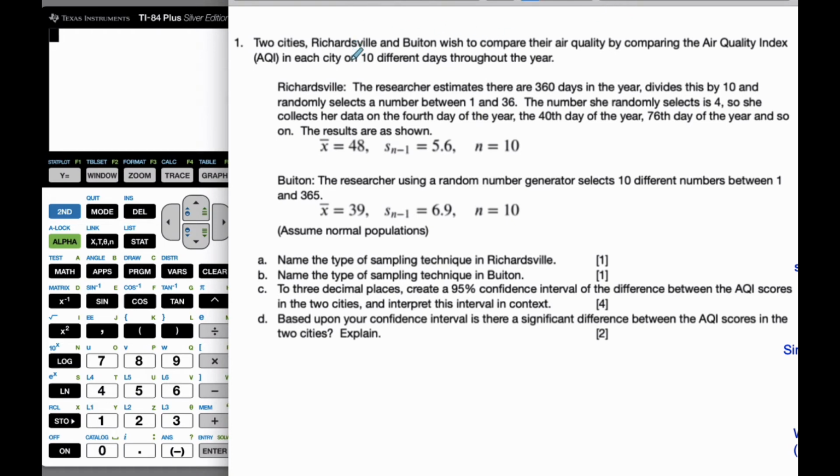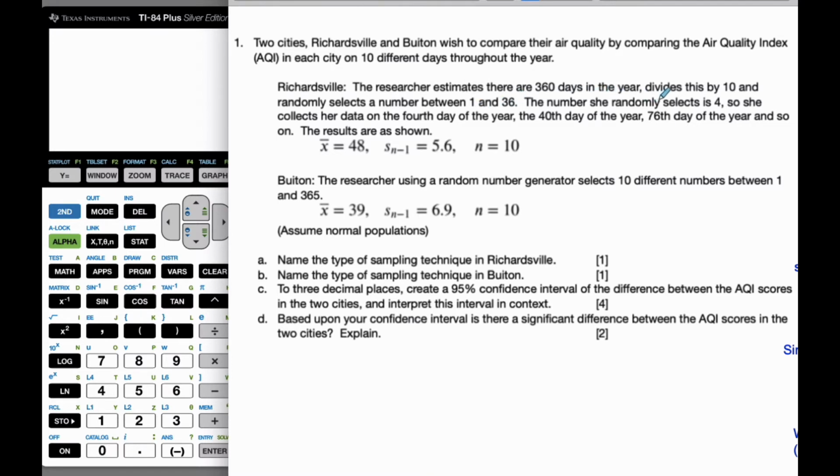So in this problem, we have two cities, Richardsville and Boynton. They wish to compare their air quality by comparing their air quality index in each city on 10 different days throughout the year. In Richardsville, the researcher estimates there's 360 days in the year, divides this by 10, and randomly selects a number between 1 and 36.